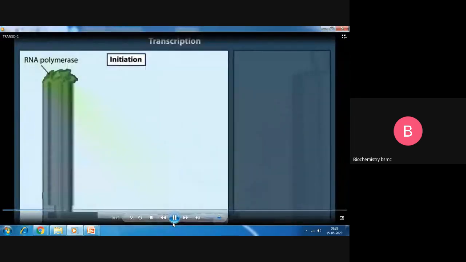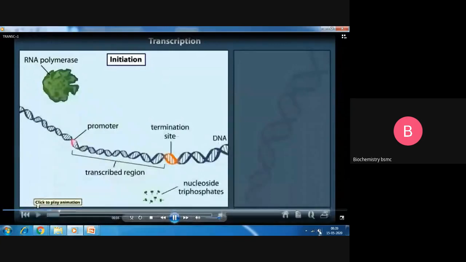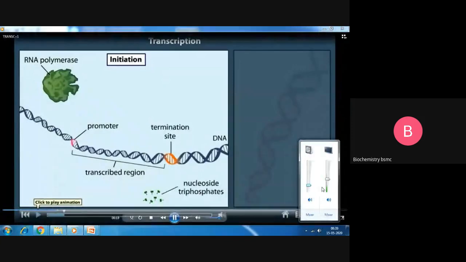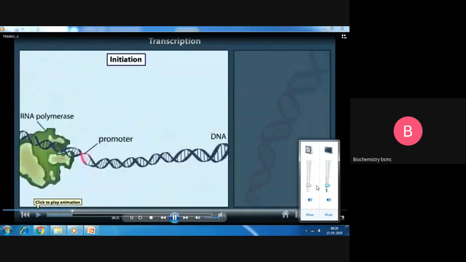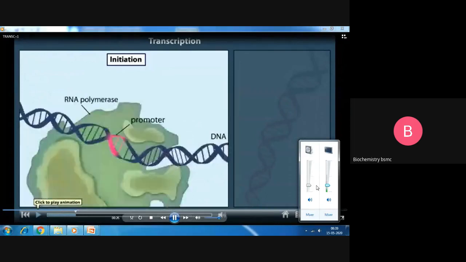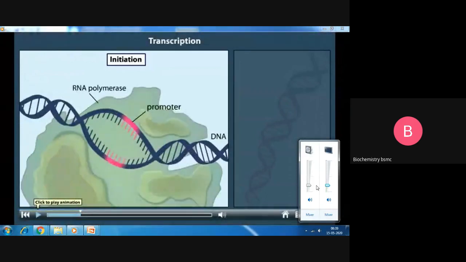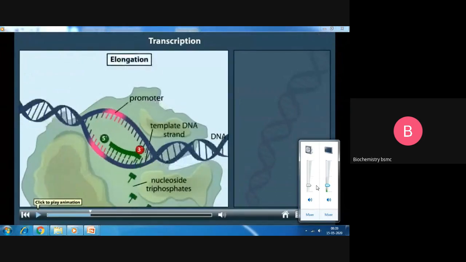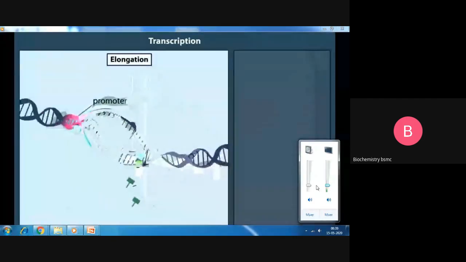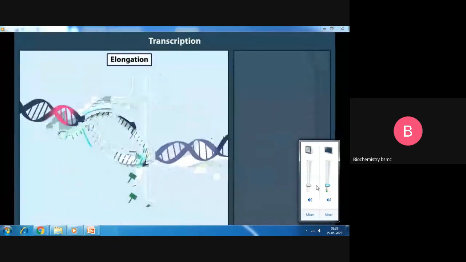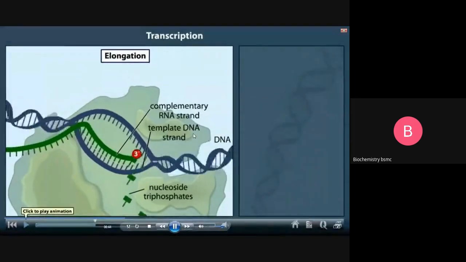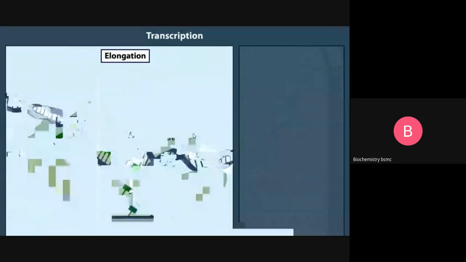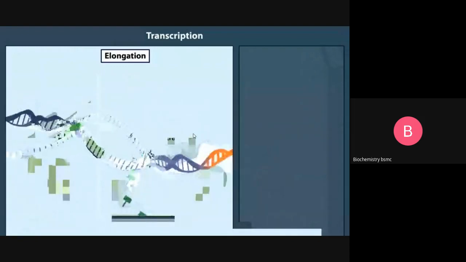Transcription is the first step in the expression of the gene. It is the formation of a specific RNA sequence from a specific DNA sequence. Transcription initiation occurs at a promoter, where RNA polymerase binds. RNA polymerase attaches to the promoter and begins to unwind the DNA. At the initiation site, the polymerase begins reading the DNA template strand and building a complementary RNA strand from nucleoside triphosphates. The RNA strand grows by the addition of these substrate molecules to its 3' end. This is the elongation phase of transcription.